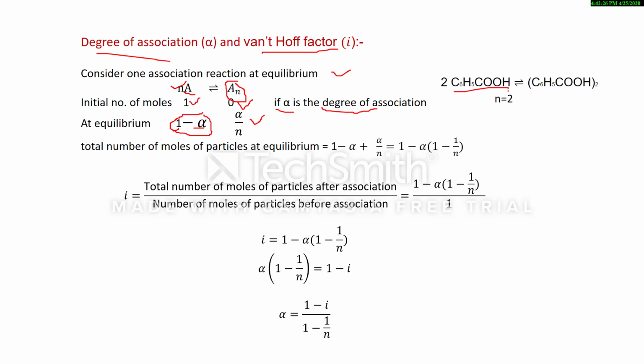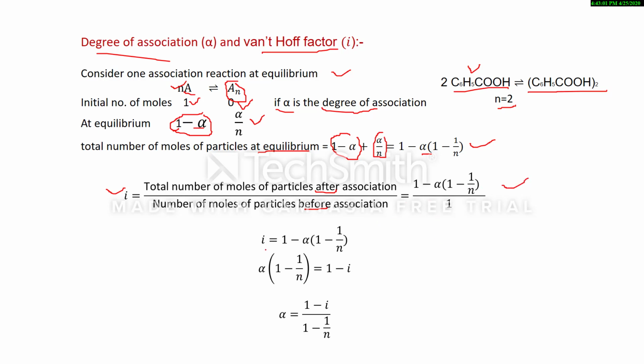Now in case of benzoic acid, when two molecules combine and form one molecule, we can say n is equal to 2. Now total number of moles of particles at equilibrium: this is 1 minus alpha, these are the reactant, plus alpha by n, this is product. And again, if we rearrange this equation and take the common alpha, we will get this one. Now as we know, i is equal to the total number of moles of particles after association over number of moles of particles before association. Put the values, we will get this one.